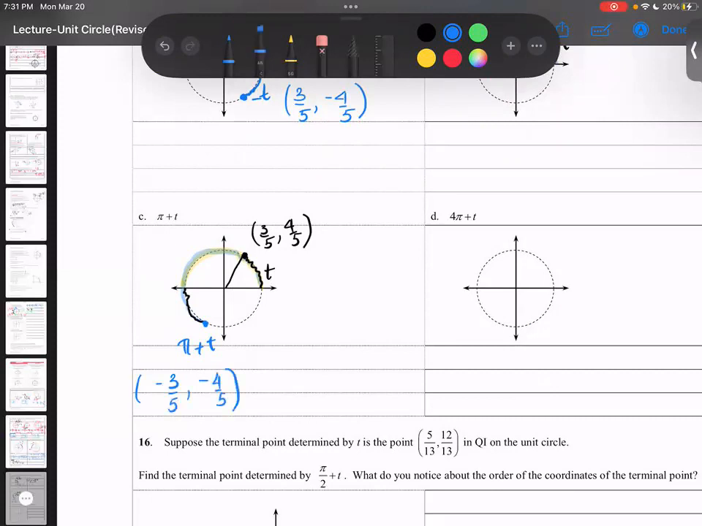D, 4 pi plus t. 4 pi is you going twice around, right? Once around, twice around. Plus t. 4 pi plus t. And you go back to the same point, right? This point is (3/5, 4/5).